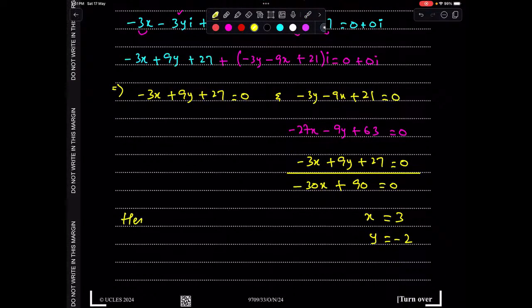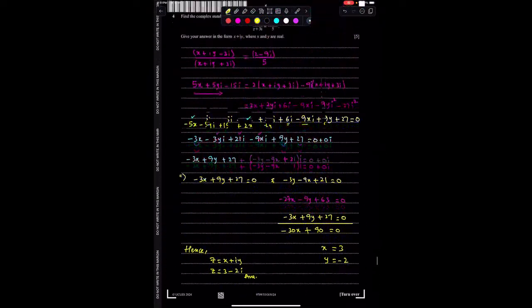Hence, the required complex number is 3 minus 2i. You can check the solution again.